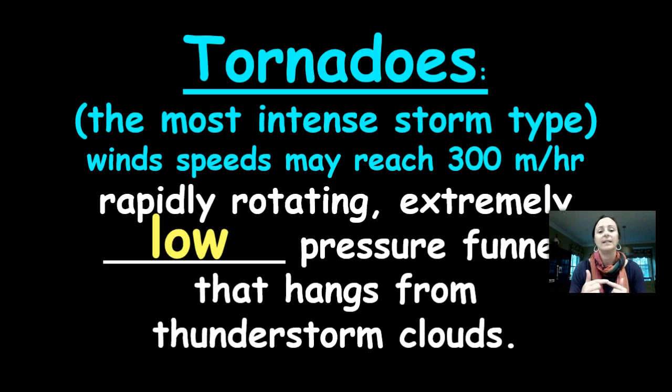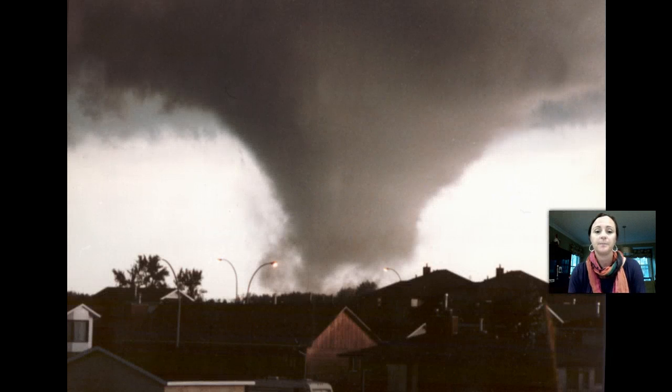These strong winds funnel around, and it's a rapidly rotating, extremely low pressure, and it hangs from thunderstorm clouds. Here's a picture of one. You could see houses in this picture, whereas in the picture of the hurricane, we see it from above, from a satellite, and you can see the cloud storm forming over hundreds of miles. Whereas this tornado will be severe, but it'll be in a local area.